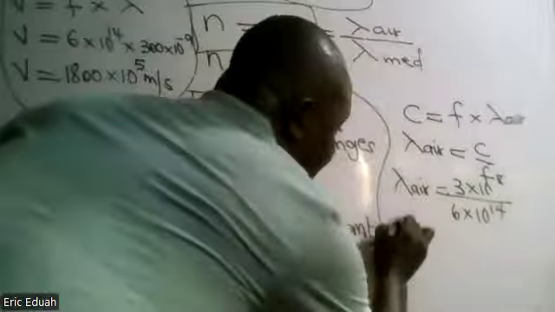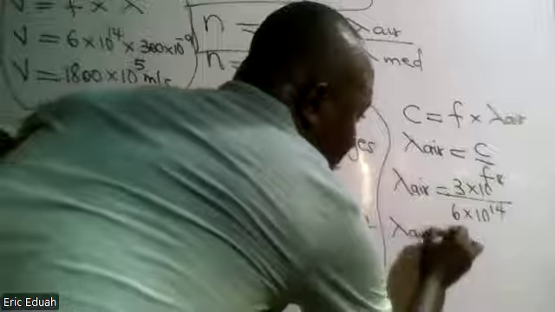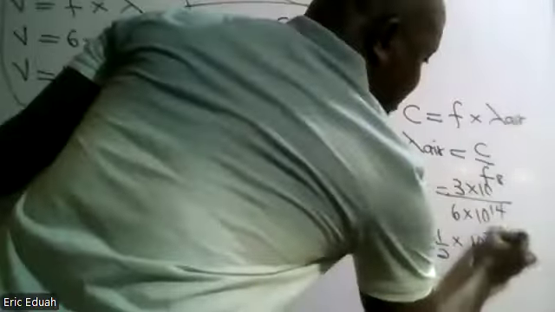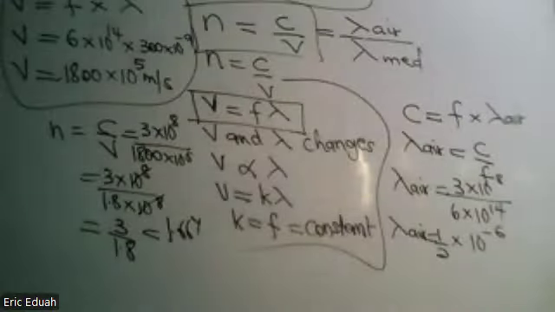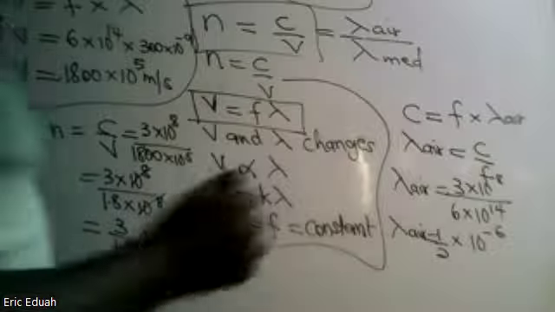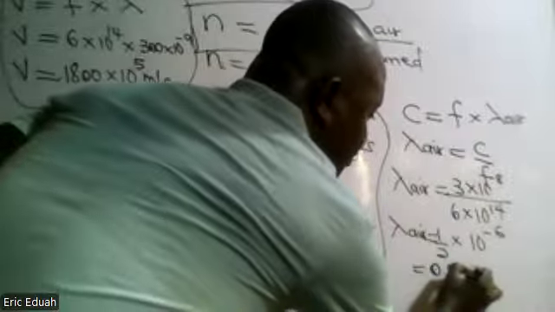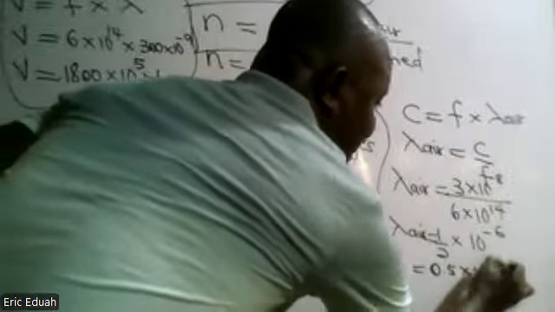And this is giving us is equal to 3 on 6, which is half, times 8 minus 14, or 14 minus 8. This is minus 6 times 10 to the power minus 6. So if we change this to decimal, 0.5 times 10 to the power -6.